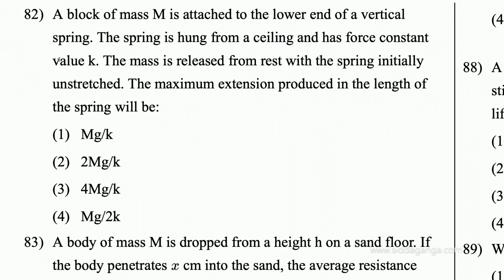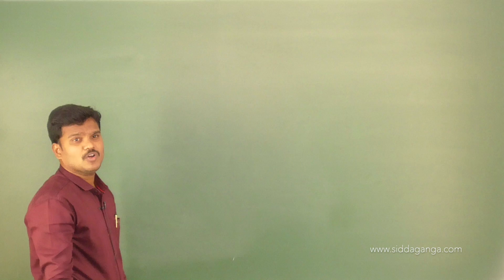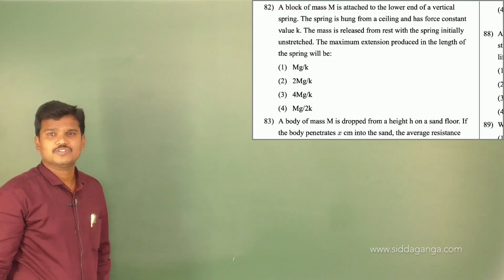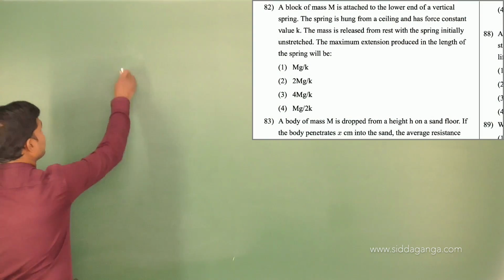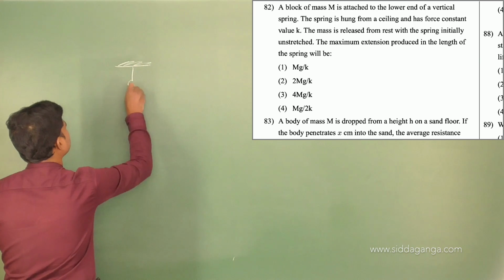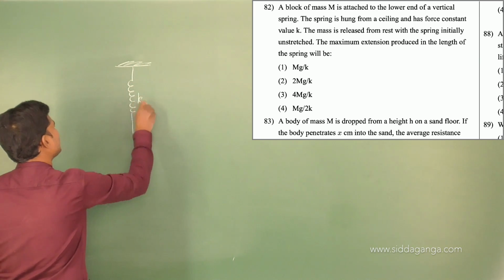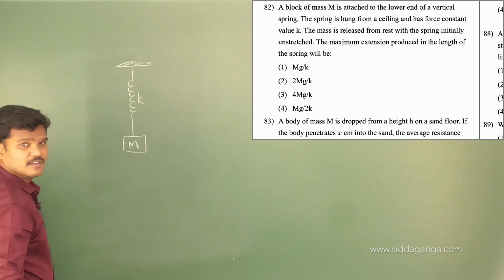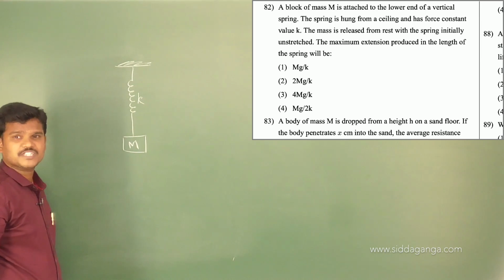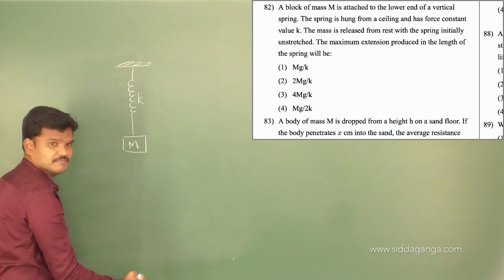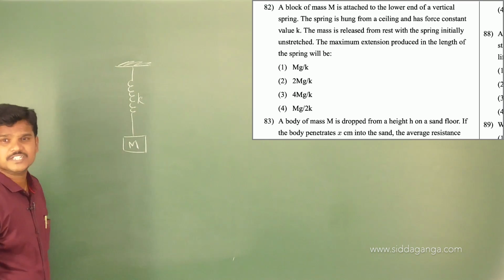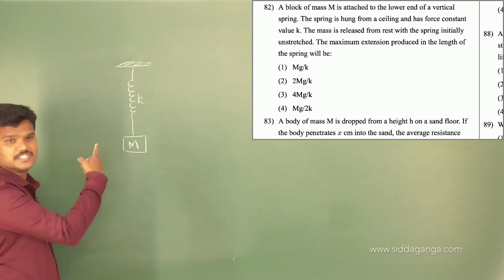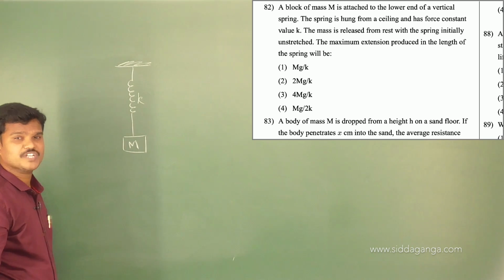The maximum extension produced in the length of the spring is, see, they gave a block of mass m attached to the lower end of a vertical spring. This is the spring whose spring constant is k. A block of mass m is attached like this. The mass m is released from rest and the spring is initially unstretched. If it is released from rest, then there will be an elongation in the spring, and no doubt the energy which is equivalent to potential energy.